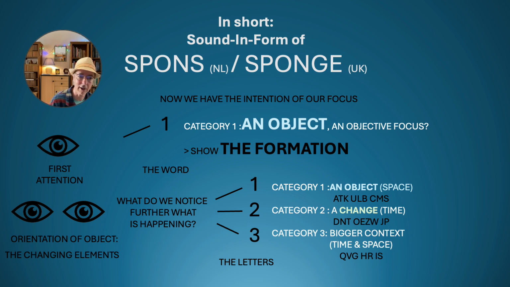So we have to check what is really changing in the object. What are the changes? In which category are the changes in the object? Again, 3 categories. So what do we notice then, with the 2 eyes? What is further happening in here?